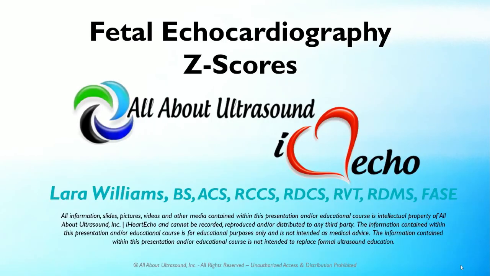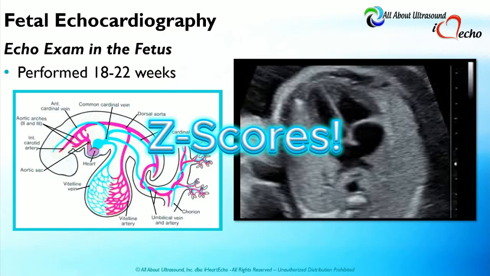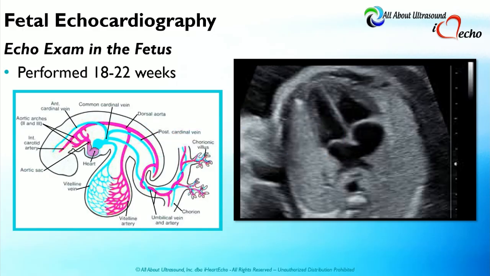All right. So, what are Z scores? Z scores are a way for the clinician to be able to determine whether a value of the echocardiogram is normal. And so, when we look at echocardiography, in adult echo, there are different values for men and different values for women, and those are variable within a range, but they're pretty standard for an adult echo.